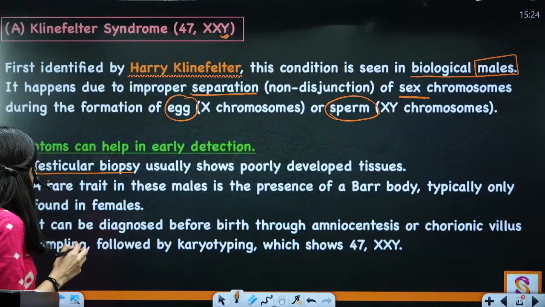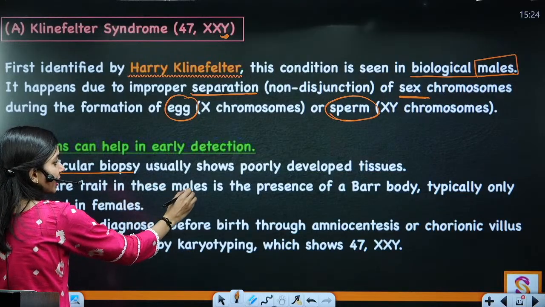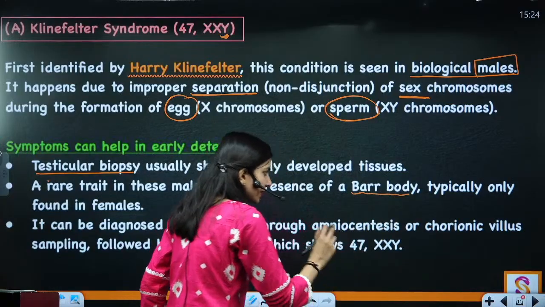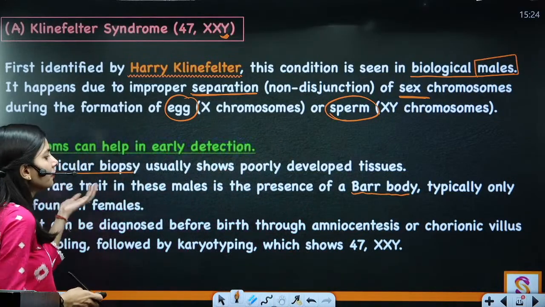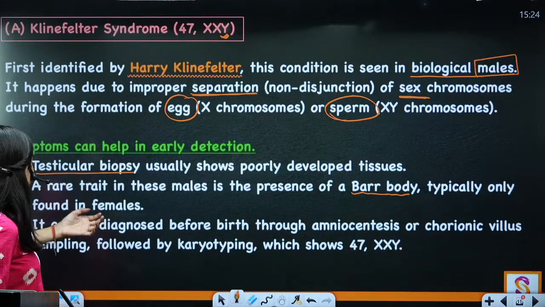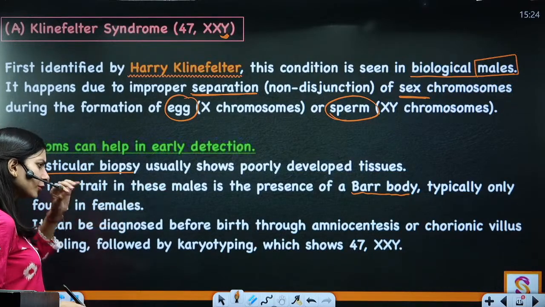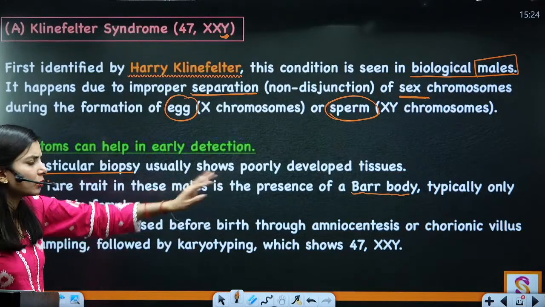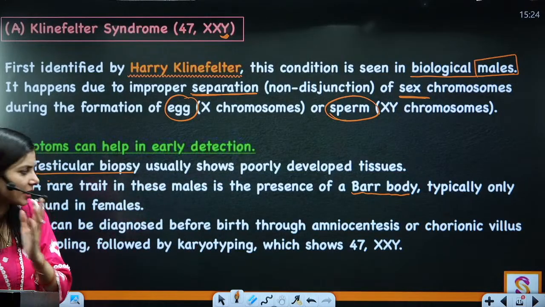Fine. Another thing, a rare trait in these males is the presence of a Barr body. So there is some sort of Barr body which is present in these types of males, and these Barr bodies are usually found in females. Fine. So just wait for that. I'm going to help you understand what we mean by the Barr body.